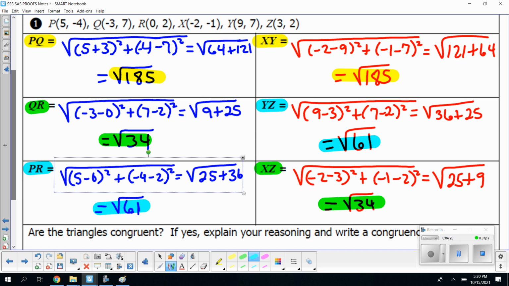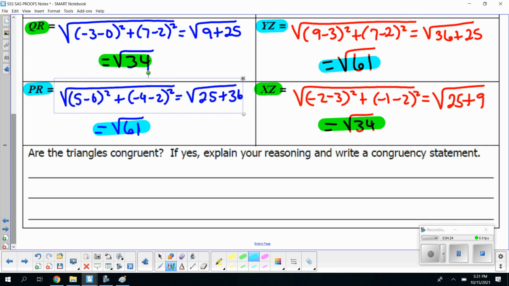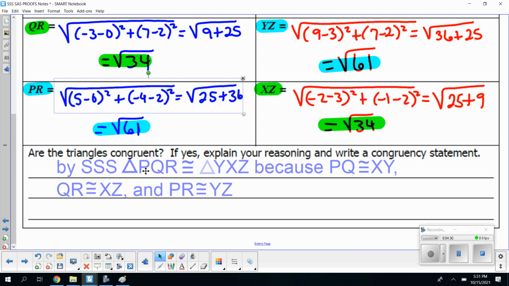Because we have these side lengths that are the same, that means that these triangles are congruent. And the reason for that is by side, side, side, triangle PQR is congruent to triangle YXZ because PQ is congruent to XY, QR is congruent to XZ, and PR is congruent to YZ.